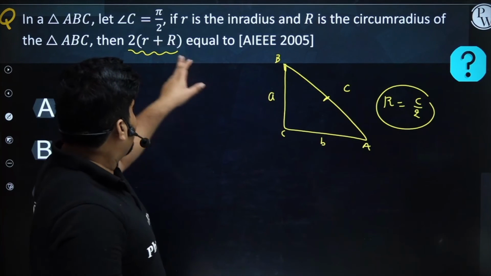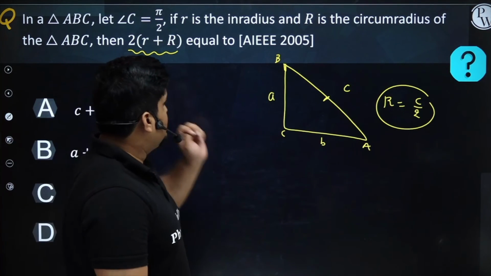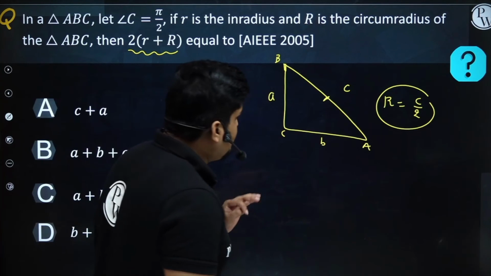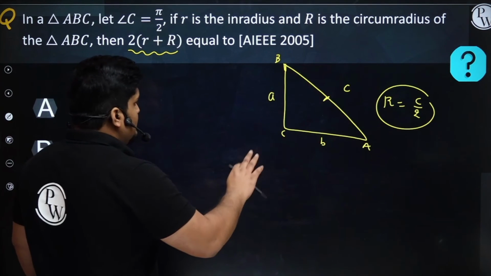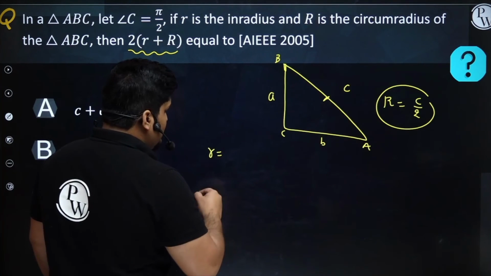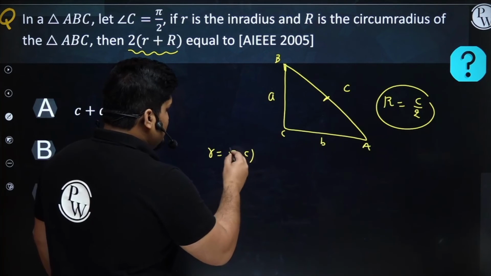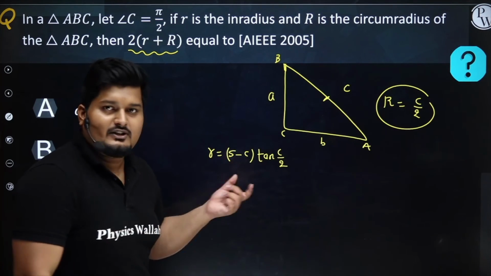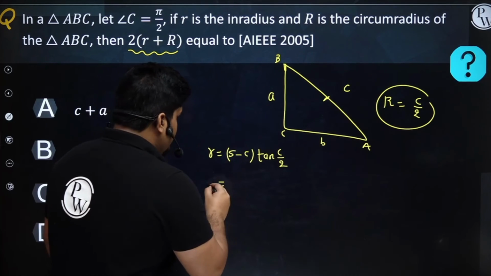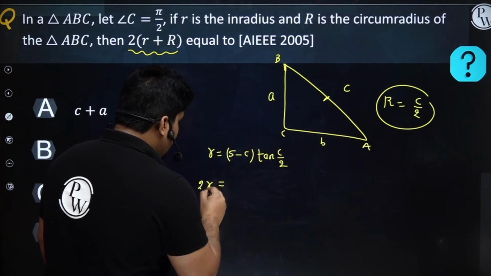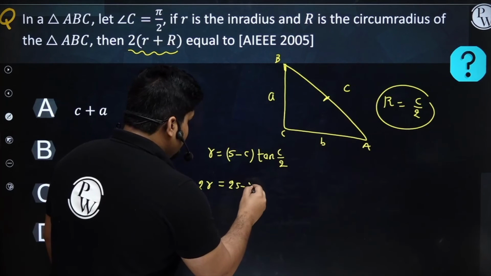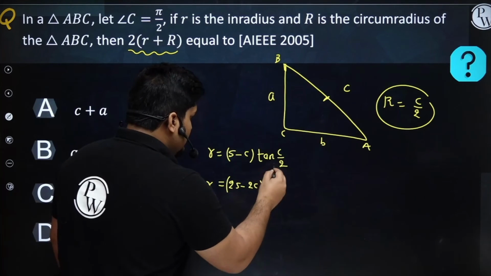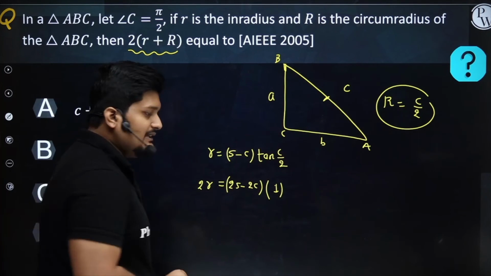Now what is the inradius? To find the inradius, what can we use? We have the direct formula that r is equal to (s minus c) into tan C by 2. So 2r will be equal to (2s minus 2c) into tan C by 2, which will be equal to 1 because C is 90 degrees.